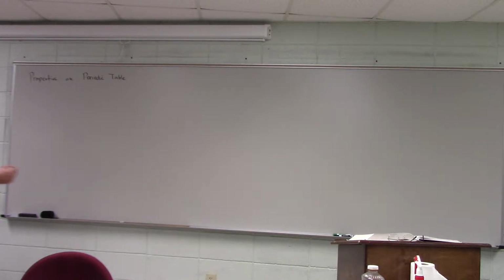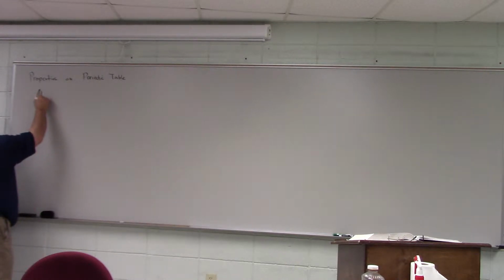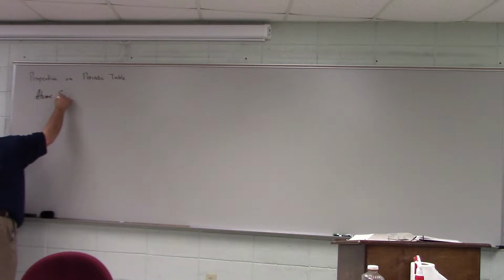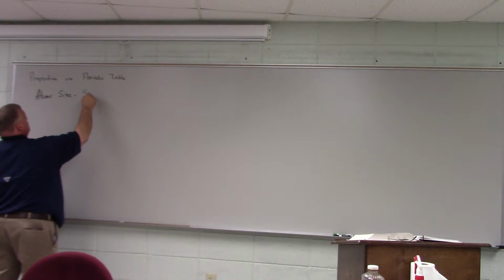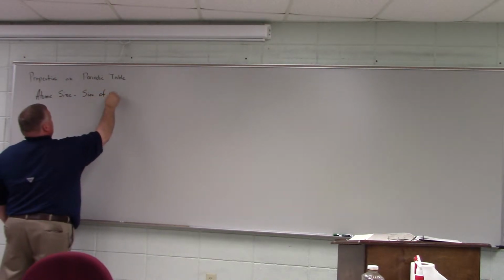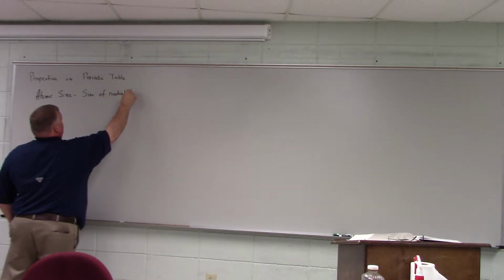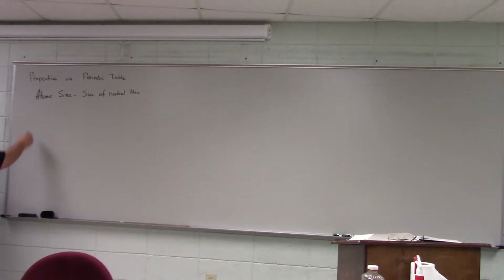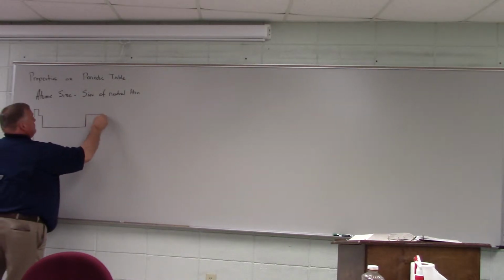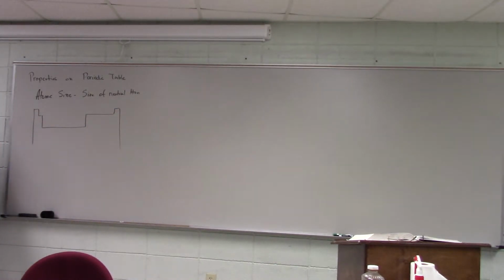The first property is atomic size. An atomic size is the size of a neutral atom. Okay? So, if we draw us a generic periodic table, that looks like a generic periodic table, wouldn't you say? Okay? How do you think atomic size would change with respect to the periodic table?